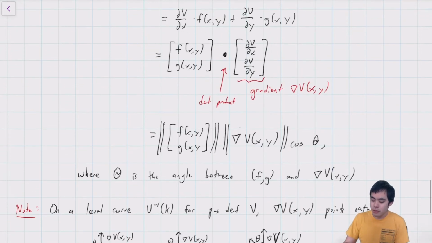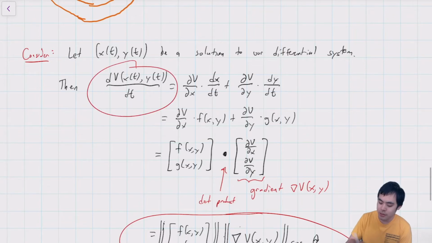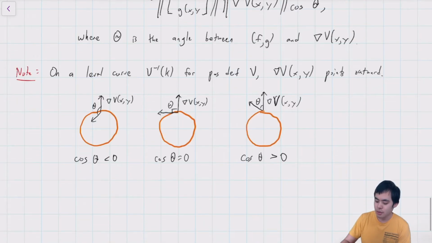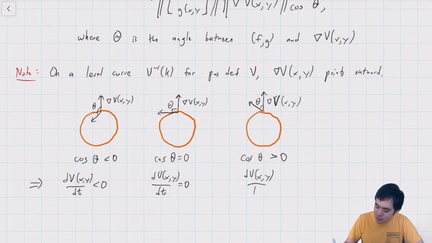But now, look back up here. You'll notice that the sign of this entire thing, and therefore the sign of this derivative, depends only on that angle. And so this implies that, in this case, we have dv/dt is less than 0. Here we have dv/dt is equal to 0. And here we have dv/dt is greater than 0.